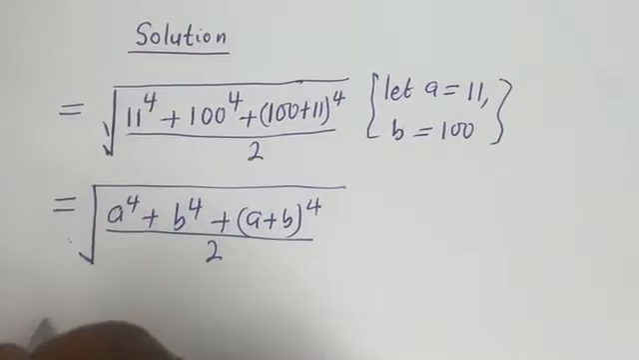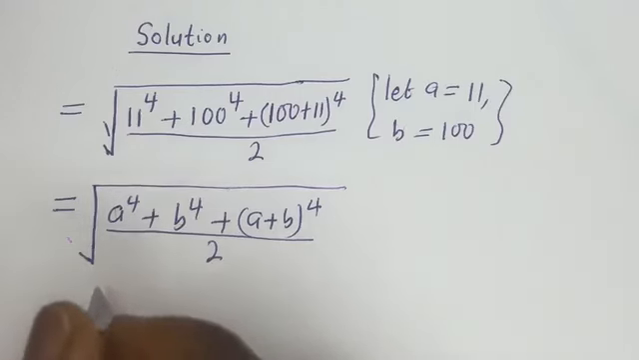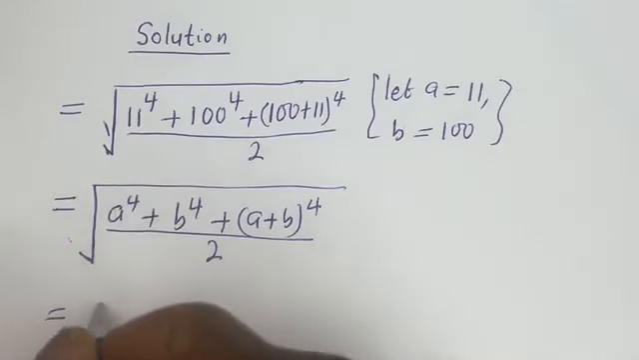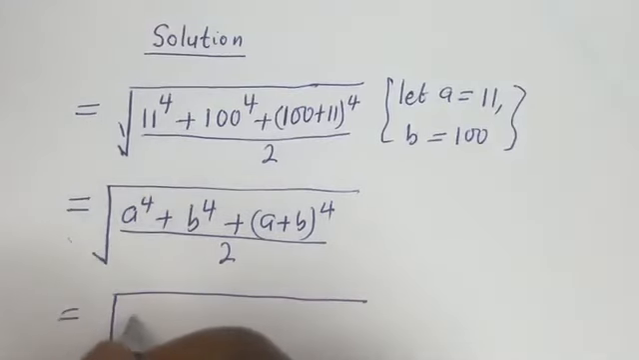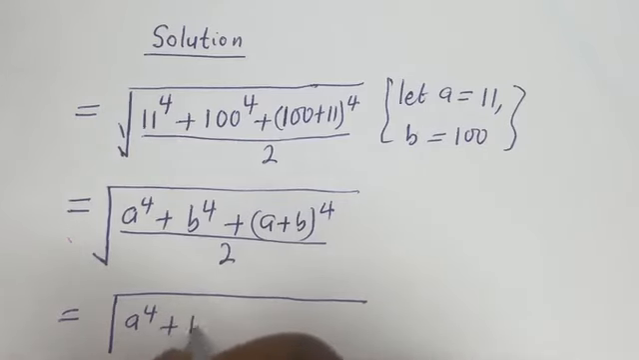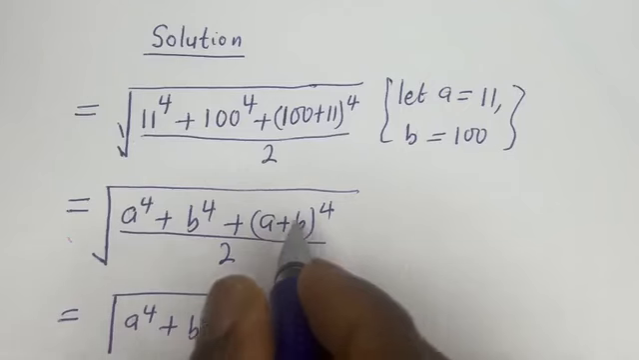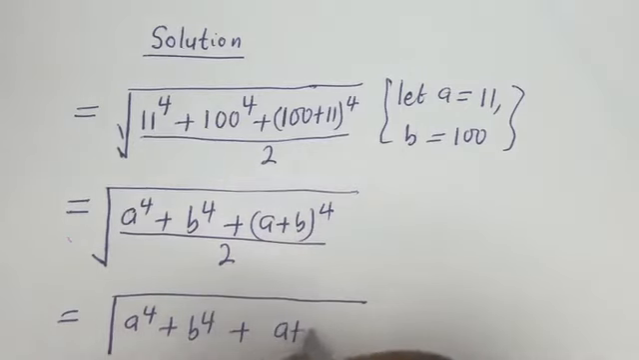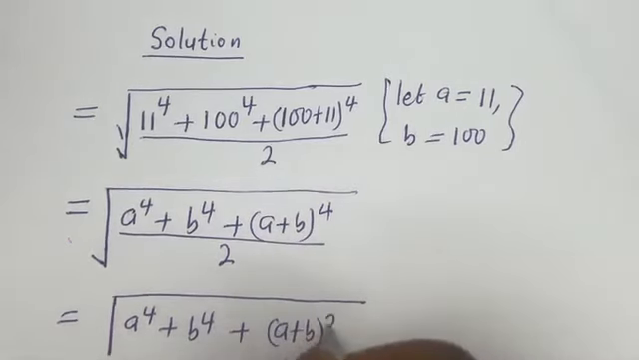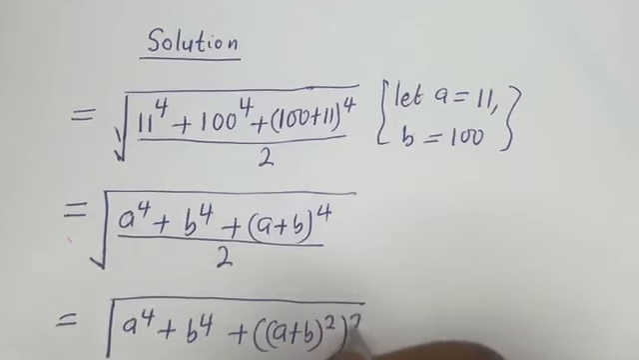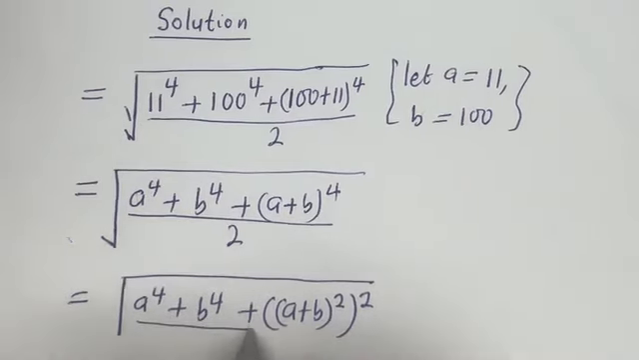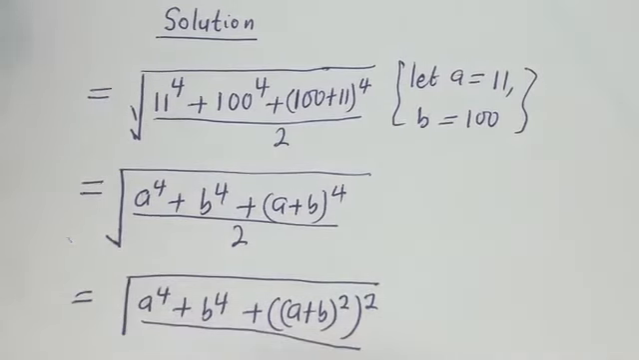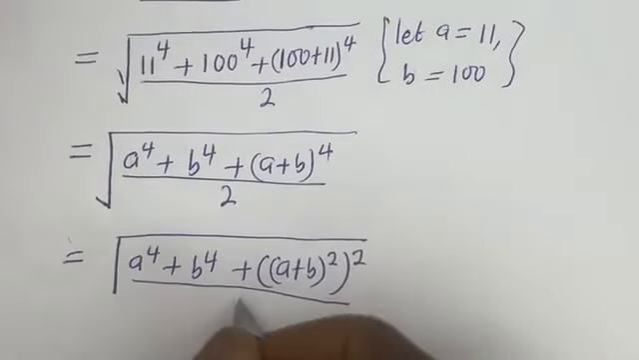And this is equal to half square root of, here we have A to the power of 4 plus B to the power of 4 plus, this can be written as A plus B, square, all squared. Then everything divided by 2.